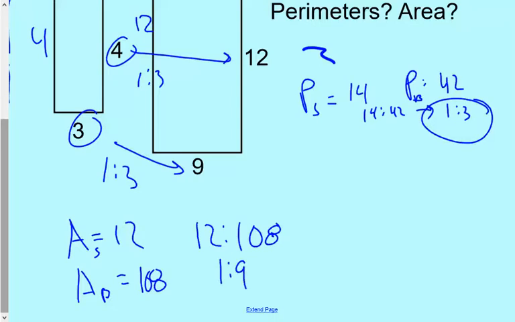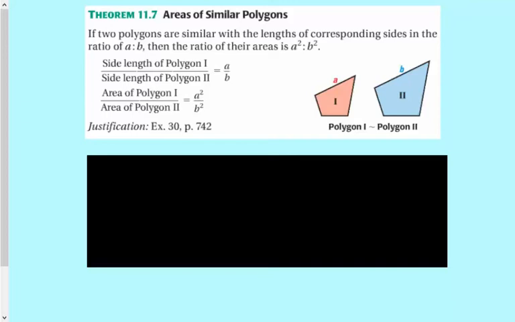So how does 1 to 3 relate to 1 to 9? We might say it's triple, but really it's squared. If I square this ratio, it gives me what I'm looking for. So the ratio of the areas of similar polygons is the ratio of their side lengths squared. If I know the ratio of their side lengths, I square it, and it gives me the ratio of the areas. That will allow me to find things without knowing all the information that I normally need to know to find areas.